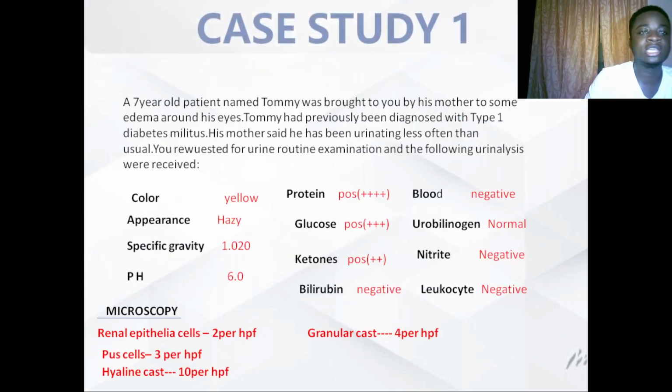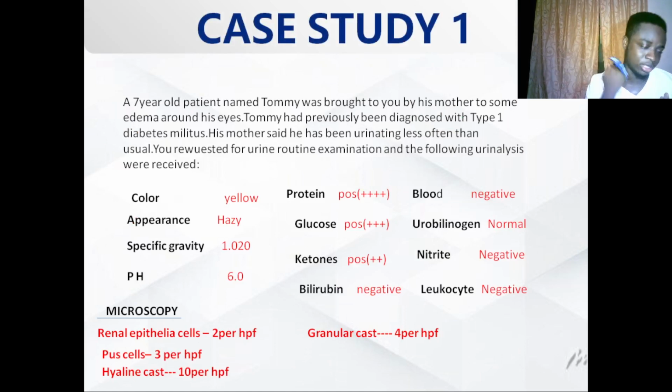So let's end by looking at this case study. Well, folks, I'll read it out, then we discuss, then bring this video to an end. Now, a 7-year-old patient named Tommy was brought to you by his mother with edema around his eyes. Tommy had previously been diagnosed with type 1 diabetes mellitus. His mother said he has been urinating less often than usual, so it means that there's going to be oliguria.